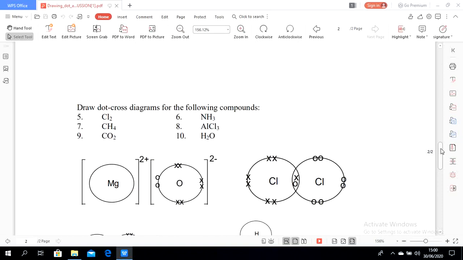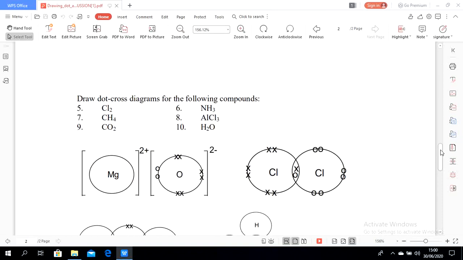This one I will attach on Google Classroom. The mark scheme. Okay. So after this, we are going to have more discussion on different topics.